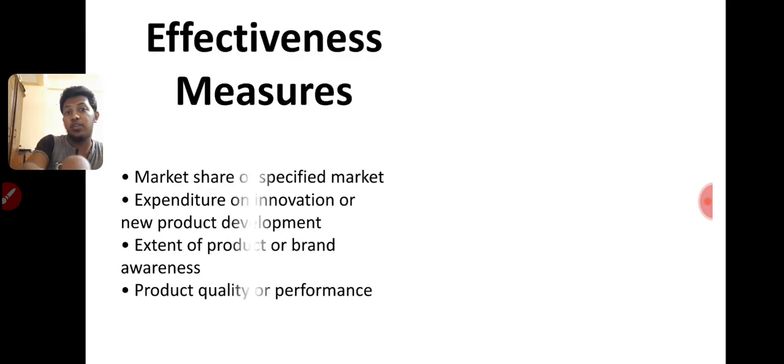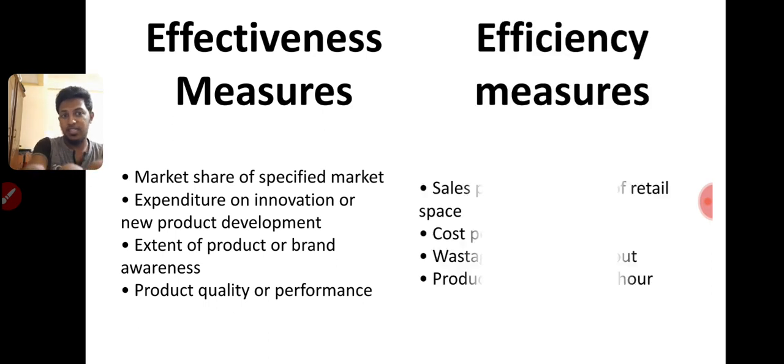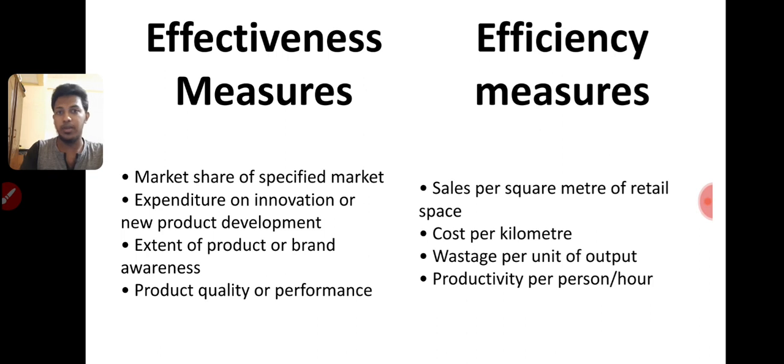Effectiveness measures, there are four: market share within a specialized market, expenditure on innovation or new product development, extent of product or brand awareness, and product quality or performance. Quality should be there, but quantity should not. The efficiency measures are sales per square meter, which I already said is per day.